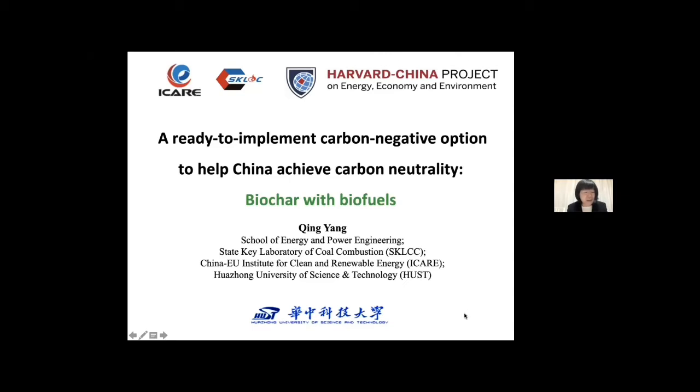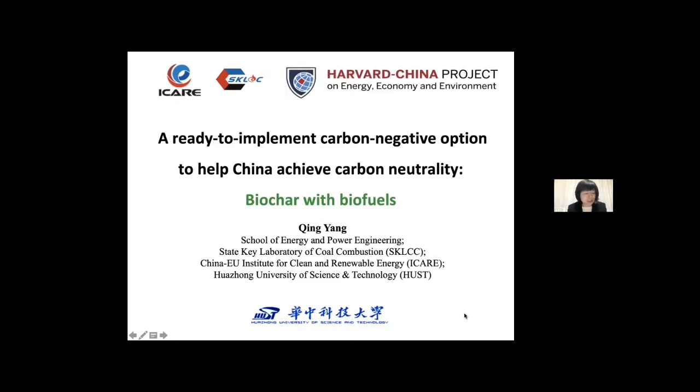As we all know, our human society is now facing the big challenge of climate change. Actions of China, the #1 carbon emitter, can be decisive. With many policies to reduce carbon emissions, for example, the pledge to realize carbon peak before 2030 and, most importantly, to achieve carbon neutrality before 2060, we are now standing at a very critical point. China is now about to make its next 5-year plan and to make a detailed plan on how to realize carbon neutrality before 2060. So today we focus on a ready-to-implement carbon negative option to help China achieve carbon neutrality: biochar with biofuels.